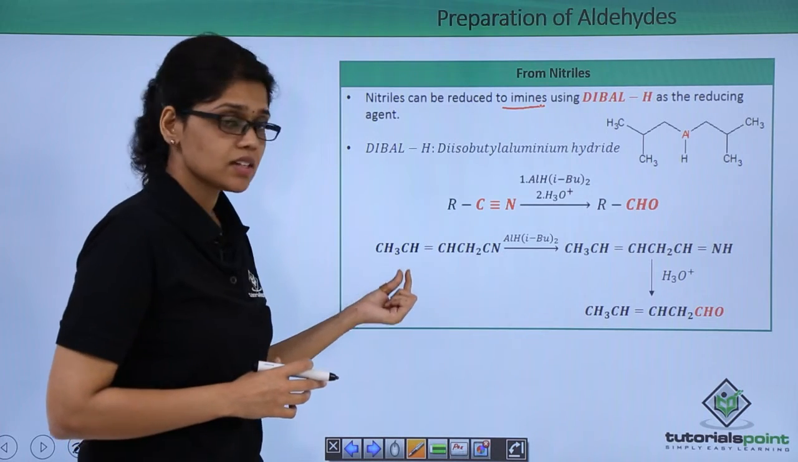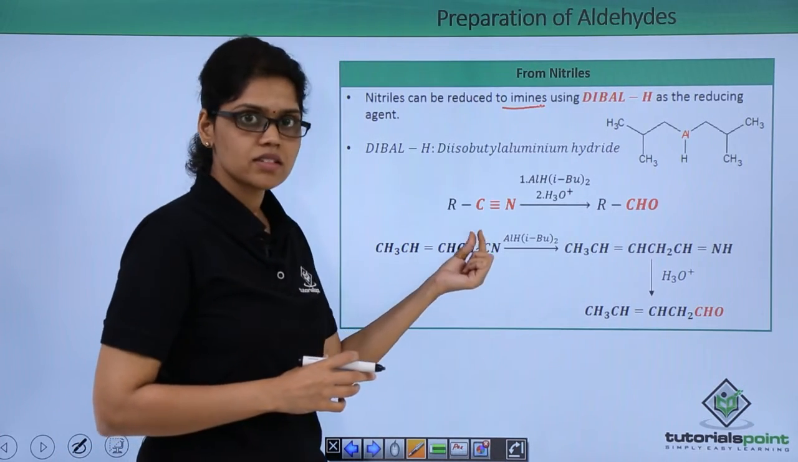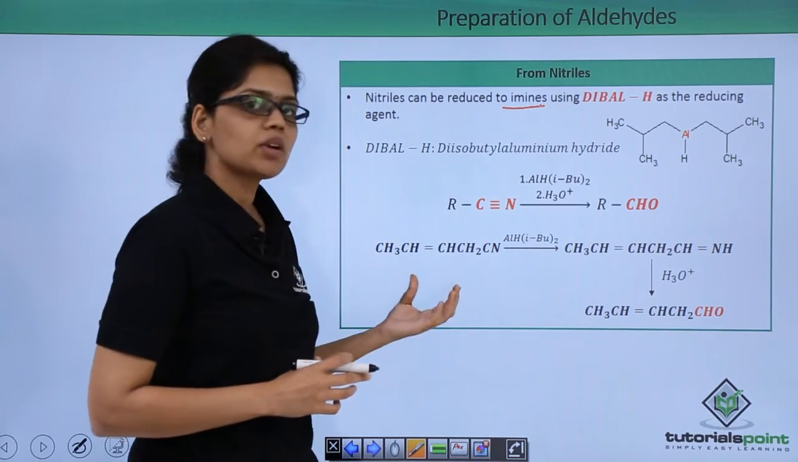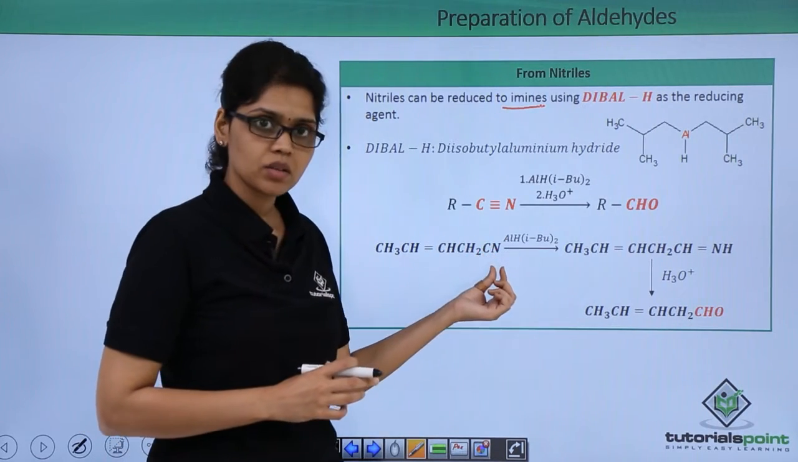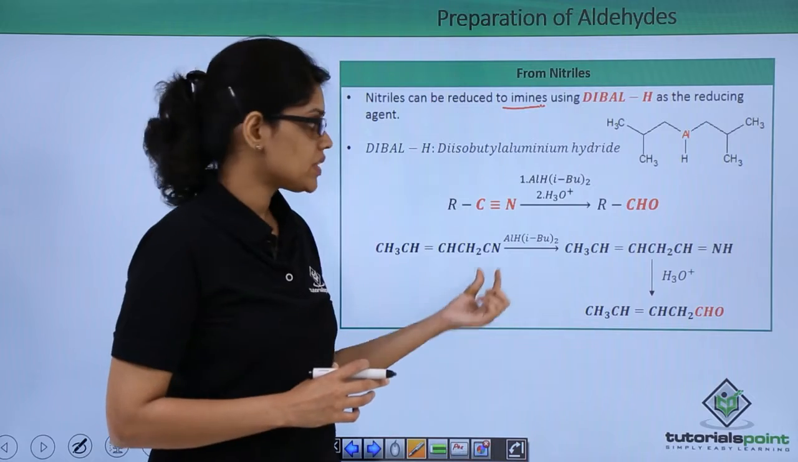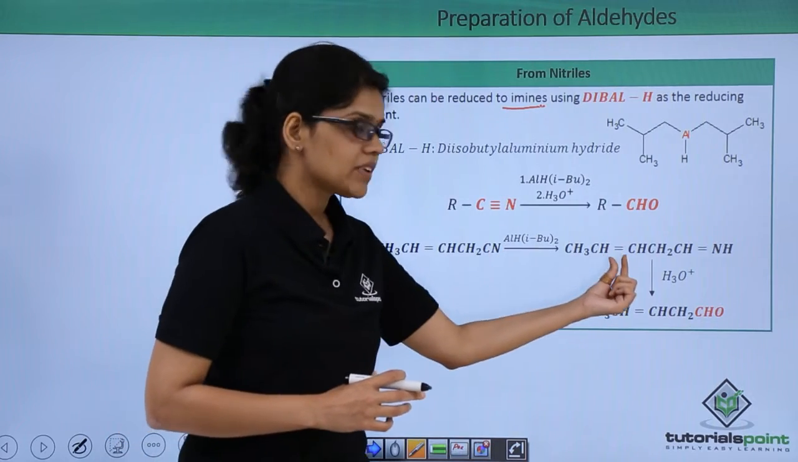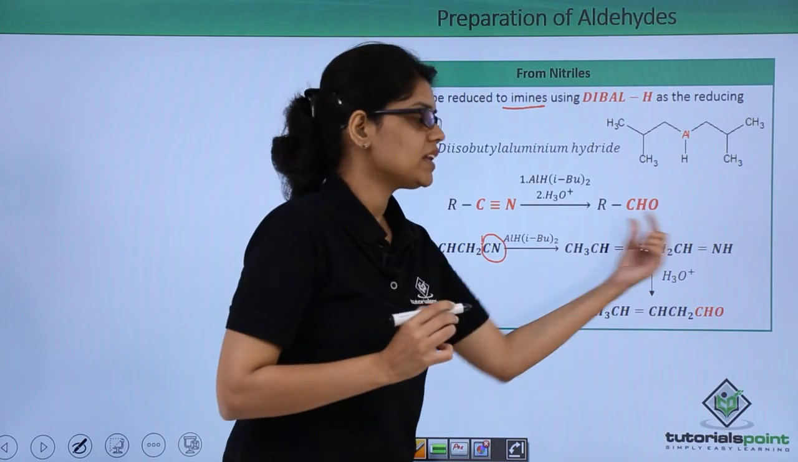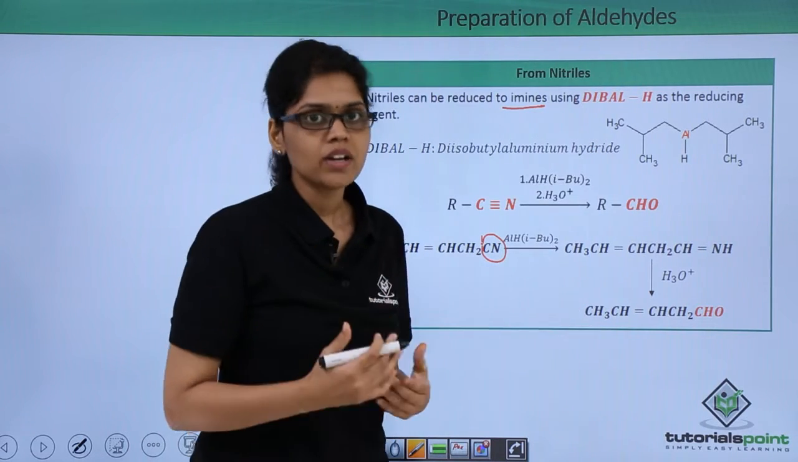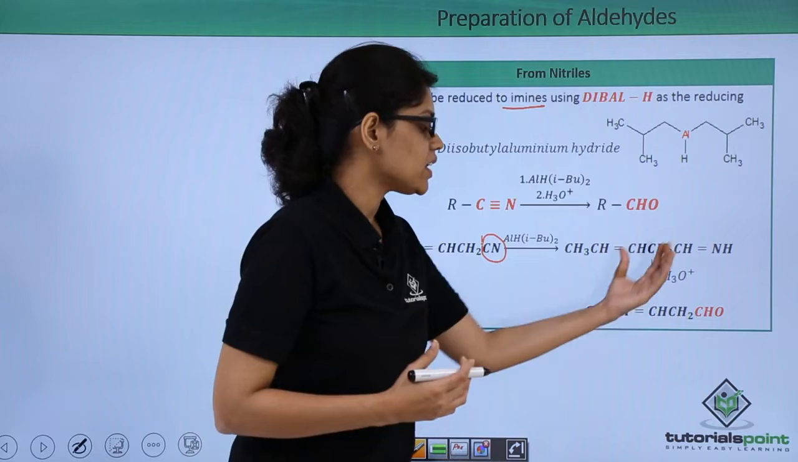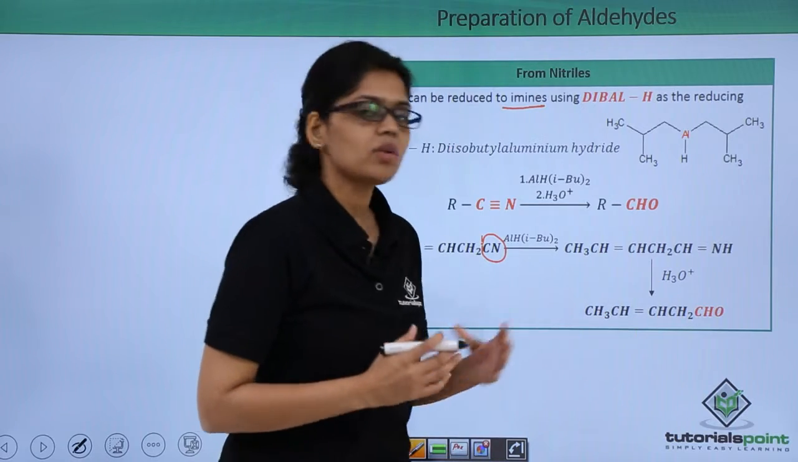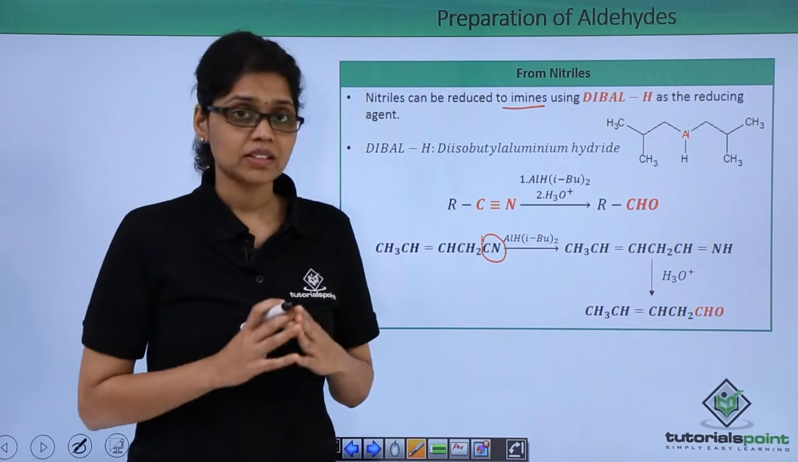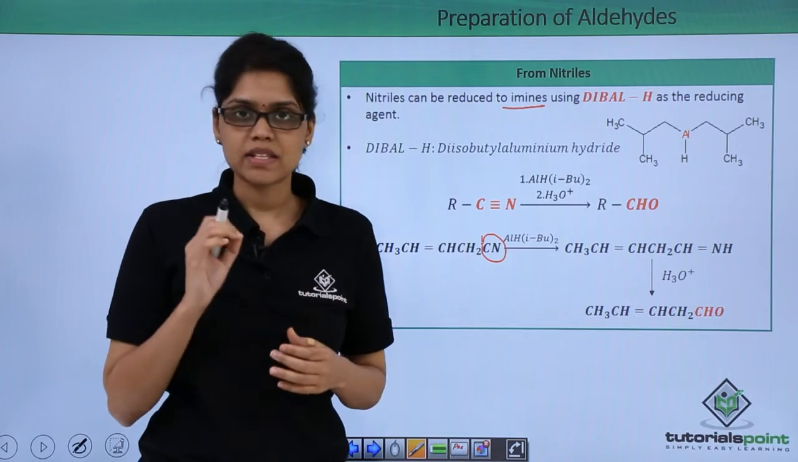Here we have CH3-CH=CH-CH2-CN. That is, this compound has an alkene as well as a nitrile group, and when this is reacted with DIBAL-H, it does not affect the alkene but simply reduces the nitrile to imine as you can see here. Now on hydrolysis you can simply see that an aldehyde is obtained where the double bond has not been affected at all. That is, this reagent is highly specific.